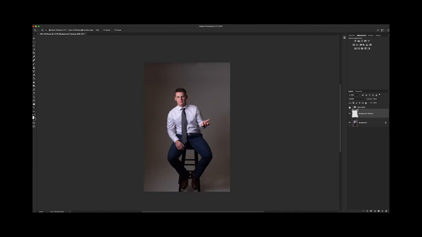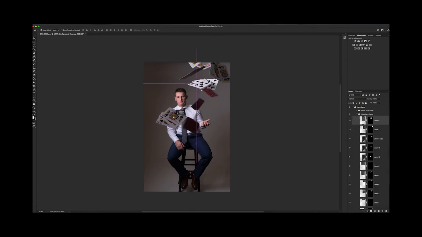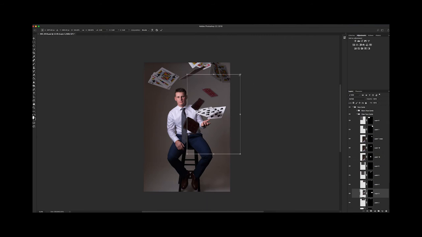So the next thing is to put the cards into the photo with the model. And so I have them all in that one document and just brought them into this photo. And so now I just start playing around, honestly. Move the cards around and see what looks best where, and resize them to make them look like they actually fit there.